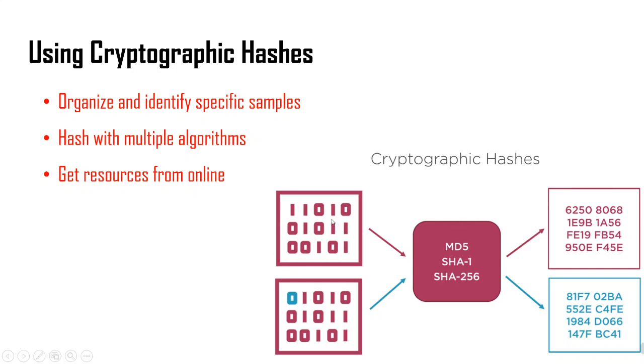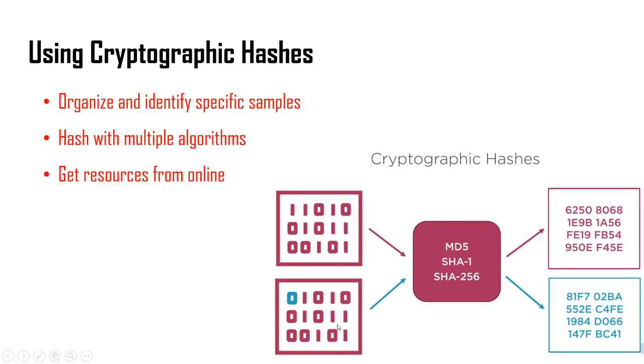Again, the left-hand side is a file. When I pass this file to MD5 or any hashing algorithm, it will convert it into a hash, which starts with 6250. This is called the cryptographic hash of a particular file. The same file I am taking in the box below, where I am modifying the first bit of the file. Say for example the first bit is actually 1. I am converting this 1 into 0 in my modified file.